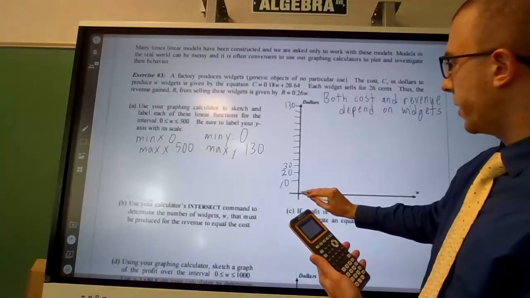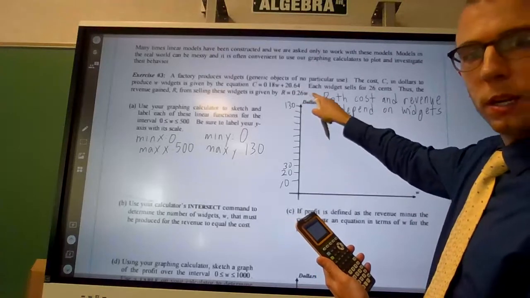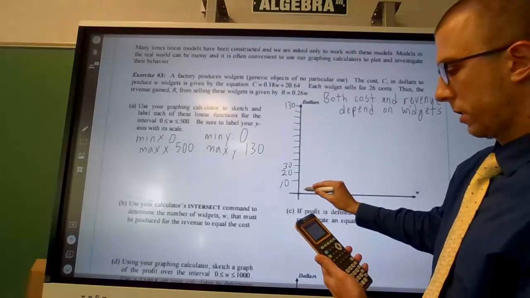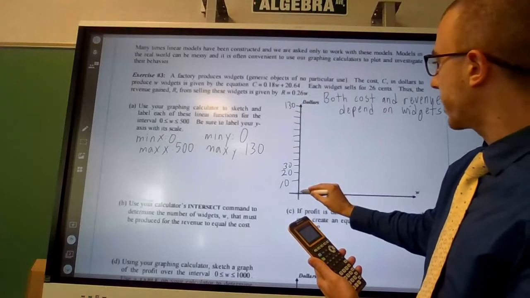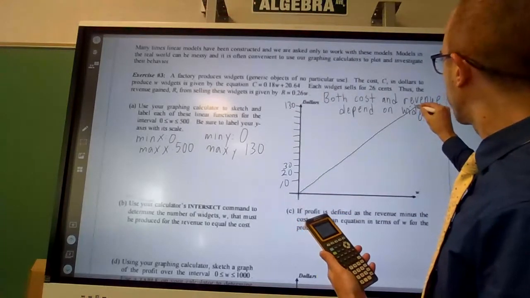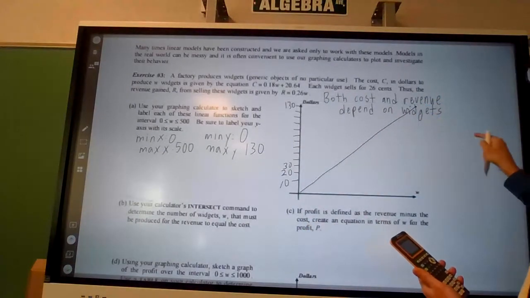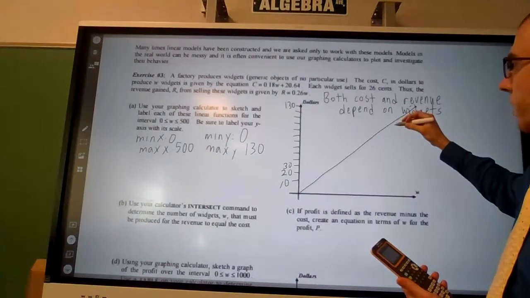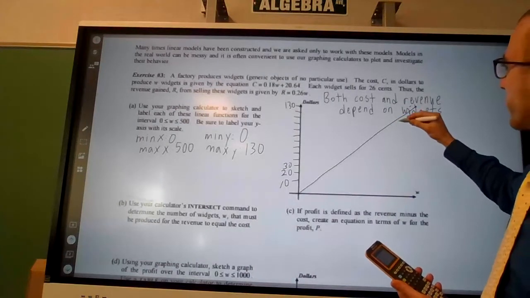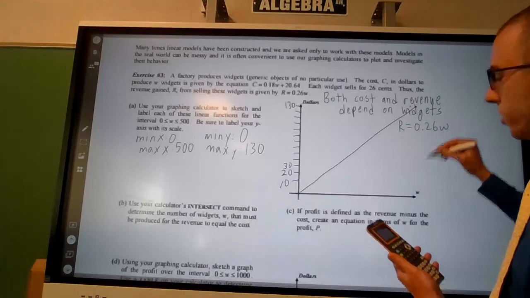You can see the revenue starts at the origin because the y-intercept there is 0. Starting at the origin, and this one is going to go all the way up to y equals 130 here. Okay, I'm going to label this. This is my r equals 0.26w.